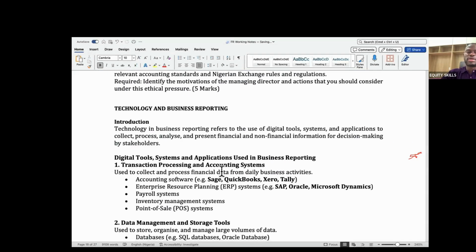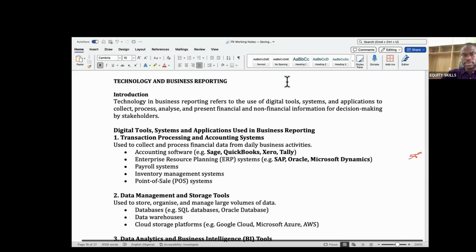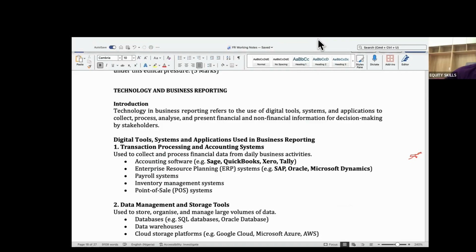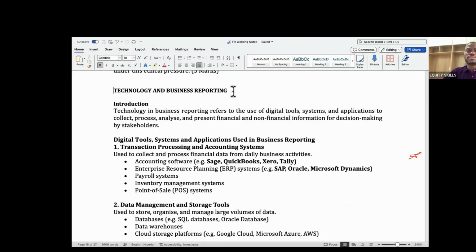Okay, so that's the first part of this class, ethics in reporting. Now, the second part of this class is technology in reporting.